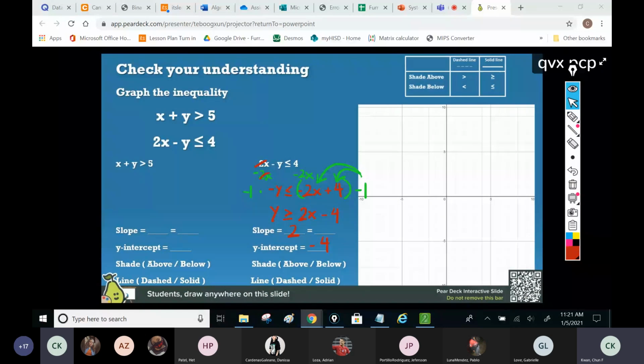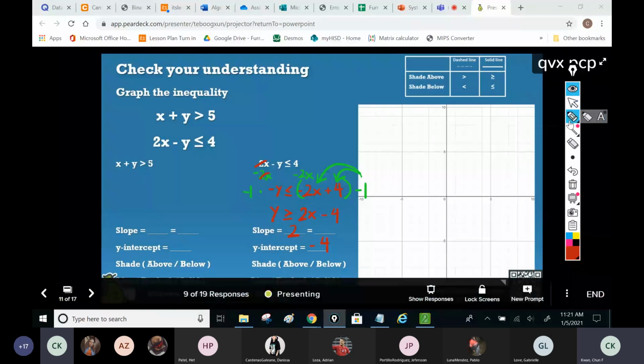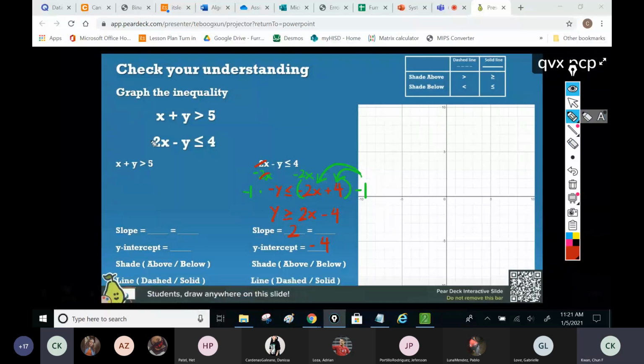All right, let me go over this problem. Since most of you guys got it already, I'm gonna just quickly go over this. On the first inequality, you have to move the x to the right, so minus x on both sides. And then you get y greater than -x plus 5. That gives you the slope, -1, and the y-intercept is 5. You will have to shade above and you will use a dash line.